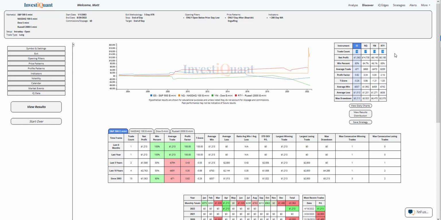You can see the sample sizes are fairly light here. S&P just 15 samples, NASDAQ 17, Dow 13, Russell 20. So not a lot of samples here. Keep that in mind as we look at the results below.